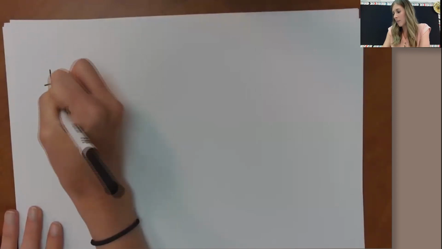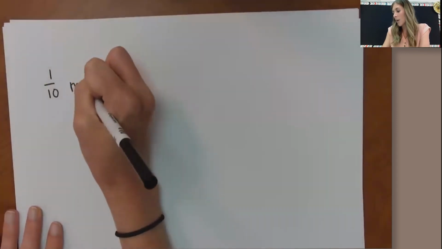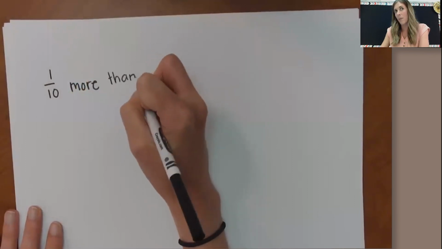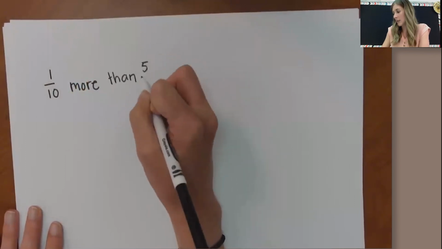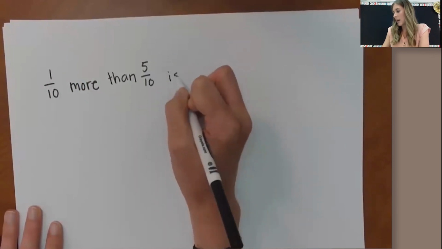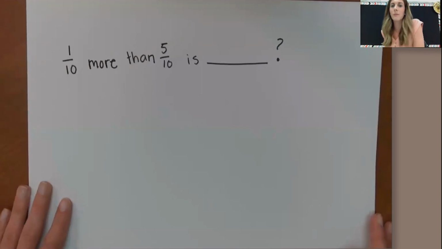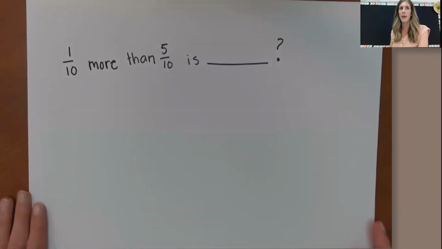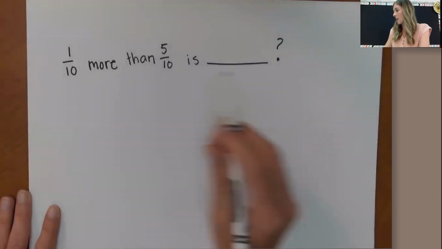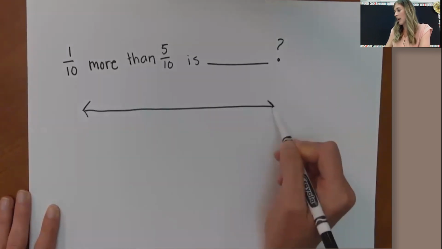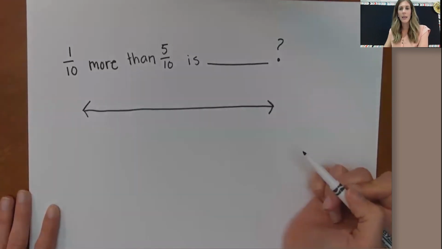One-tenth more than 5/10 is what? What do you think that could be? And we can model that with a number line. So I'm going to draw a number line. How many equal pieces do you think I need in my number line?